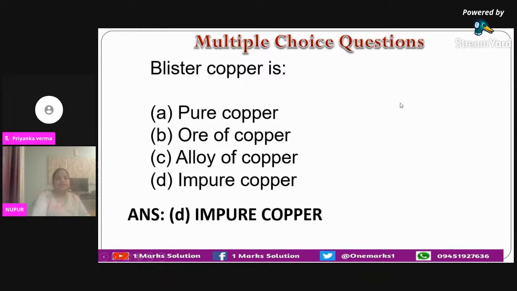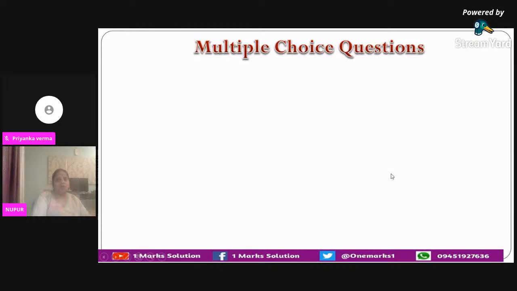When we are obtaining the copper by the auto reduction method, the sulfur dioxide which is getting bubbled out actually forms bubbles on the solidified copper, and so this copper is impure copper.